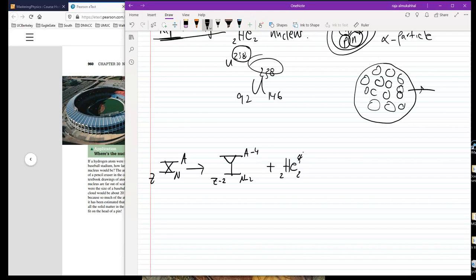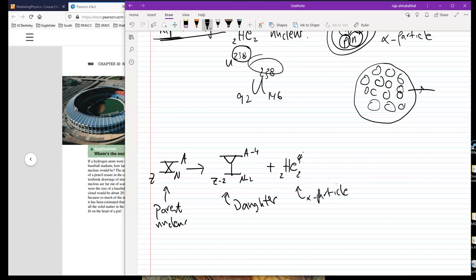Okay? You got that? The original one, in the jargon of nuclear physics, we call the parent nucleus. This is called the daughter, the resultant one. And of course, this is just the alpha particle, the emitted particle. You got that?